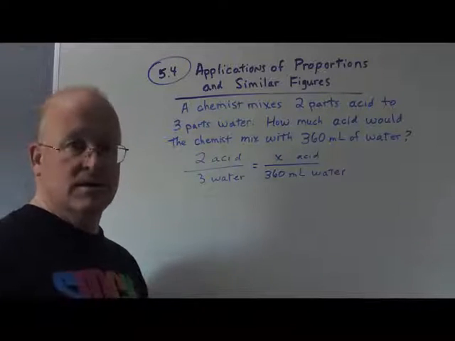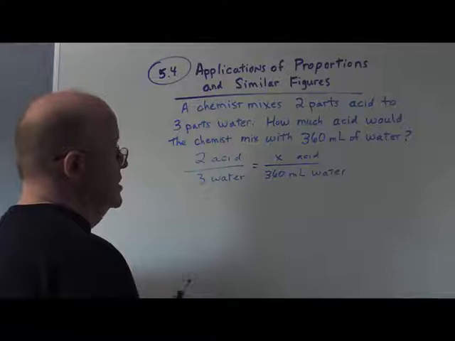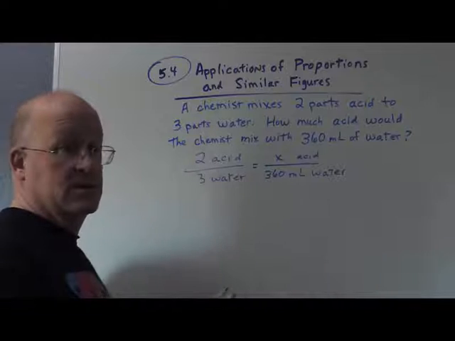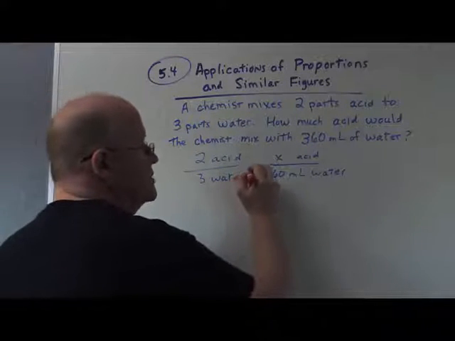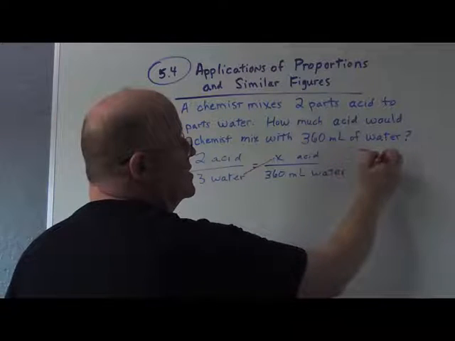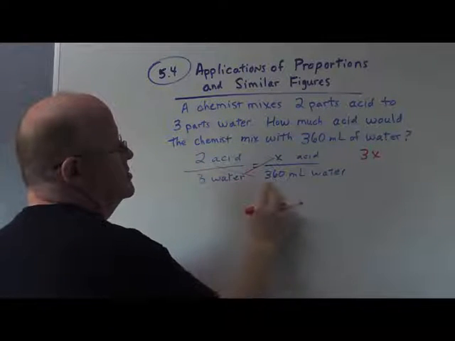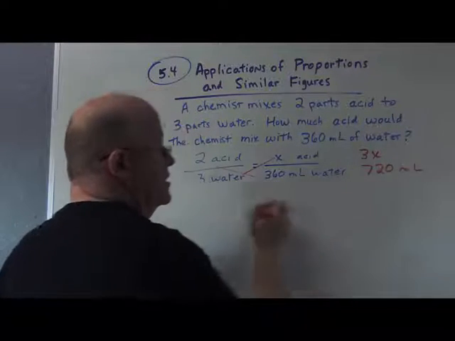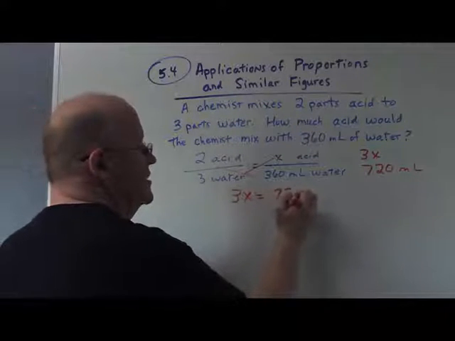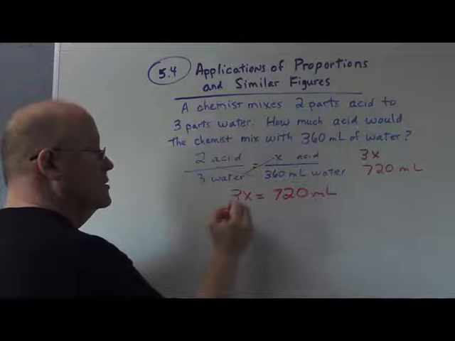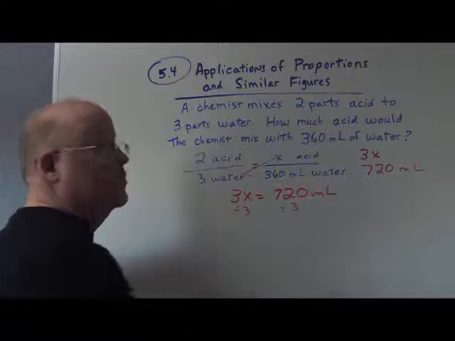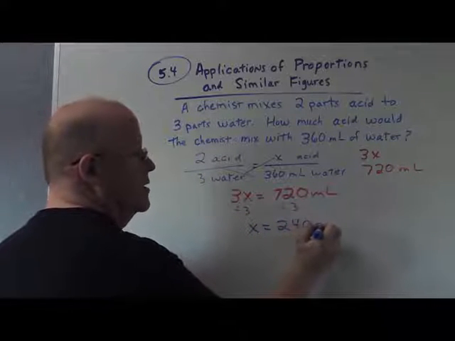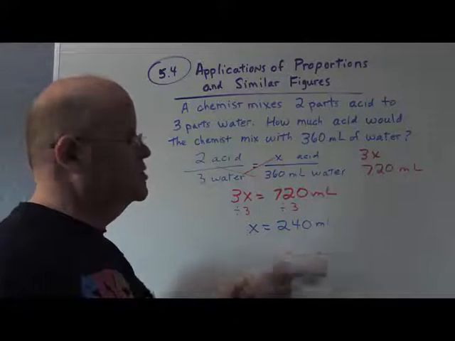Now I really don't need those units anymore, and I can do some cross multiplication. Or I can notice a shortcut if I know how many times 3 goes into 360. If you don't catch that, let's do our cross multiplication. One diagonal is going to be 3x. The other diagonal is going to be 2 times 360, which is 720, and there was a unit there of milliliters. So we have 3x is equal to 720 milliliters, and I want to divide each side by 3. That will then give us x is equal to 240 milliliters of the acid which needs to be mixed.